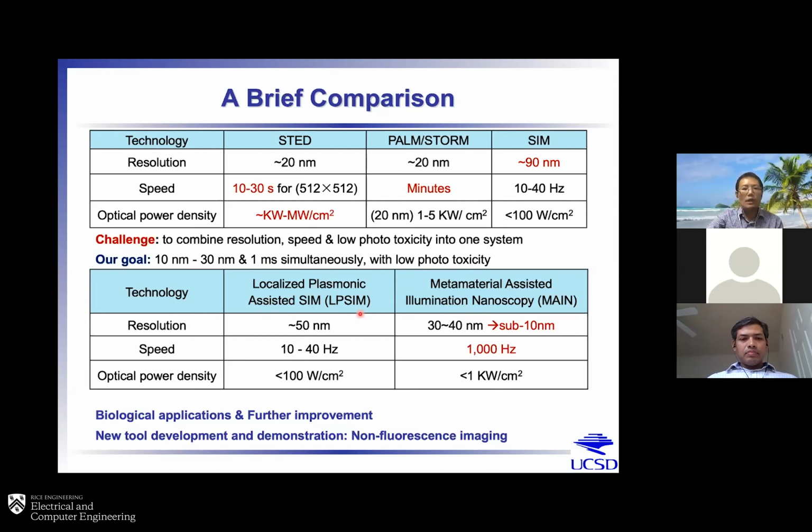So with these two technologies for LP theme, we can achieve roughly 50 nanometer spatial resolution at almost video speed, and the optical power density is very low. We have achieved roughly 30 nanometer resolution at this moment, but we think this technology can eventually go beyond 10 nanometer. Speed-wise, this method can probably go beyond 1,000 frames per second. This speed is important, faster is even better, because smaller particles are moving extremely fast.